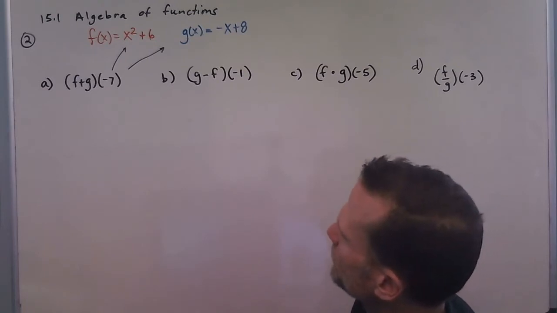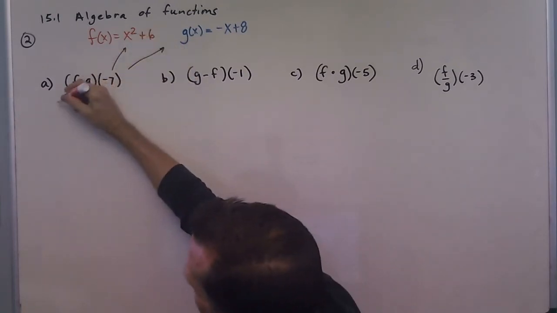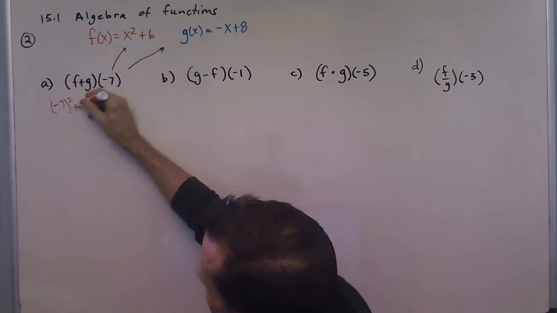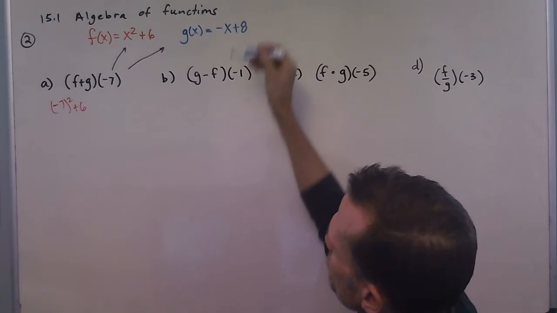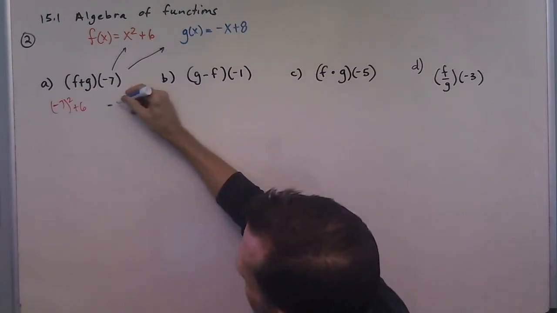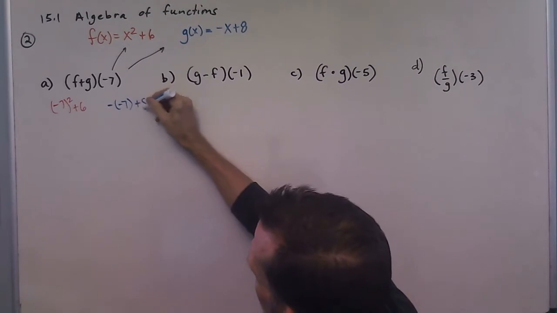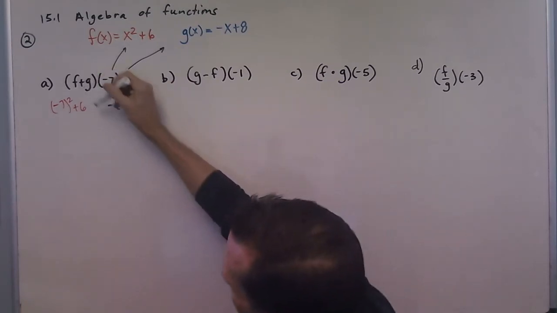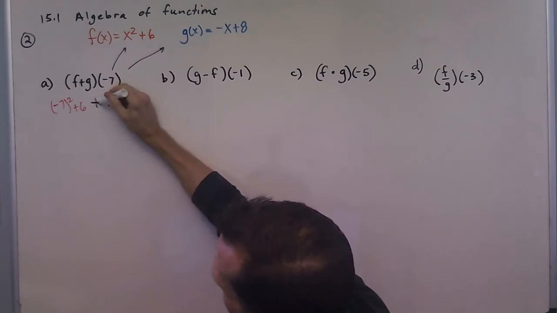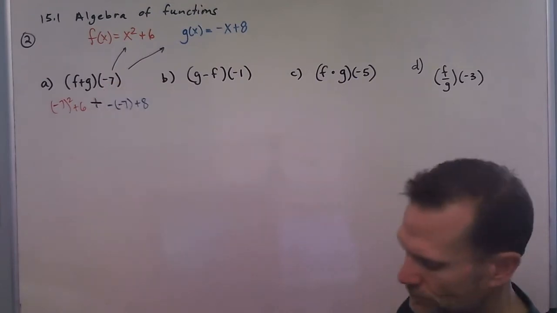When we put in -7 into the f function, we get -7 squared plus 6. And then when we put the -7 into the g function, we get -7 plus 8. Now, what do we want to do with those two values? Well, it tells us we want to add those, so I'm going to kind of overemphasize that plus sign.